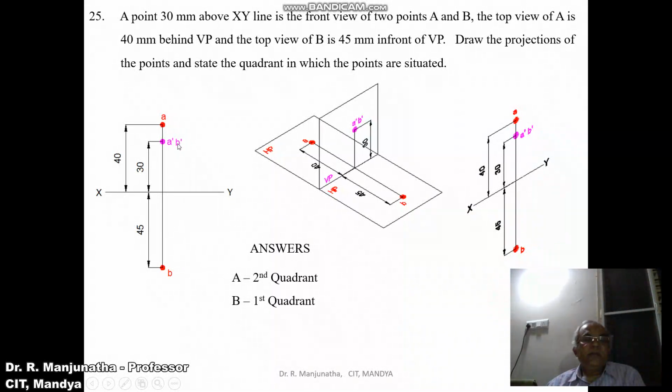And here the front view of B, that is B dash, will be above XY line and the top view of the point B will be below XY line. If the front view is above XY line and the top view is below XY line, then it must be in the first quadrant. Therefore capital B is in first quadrant. So this is what we need to write in the sketchbook.